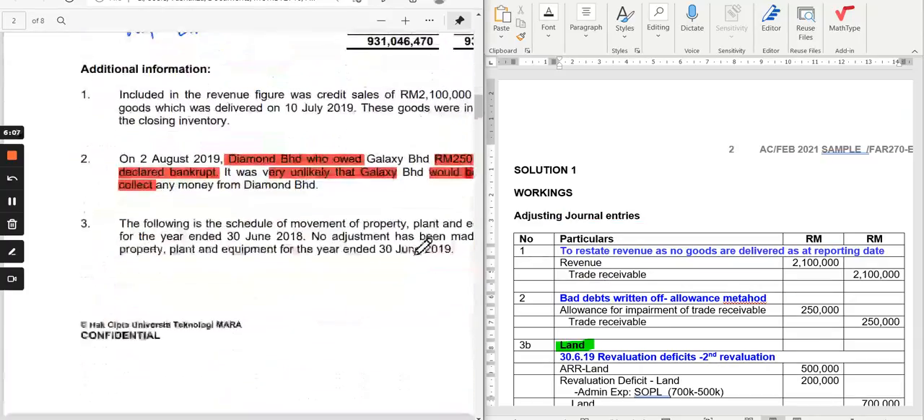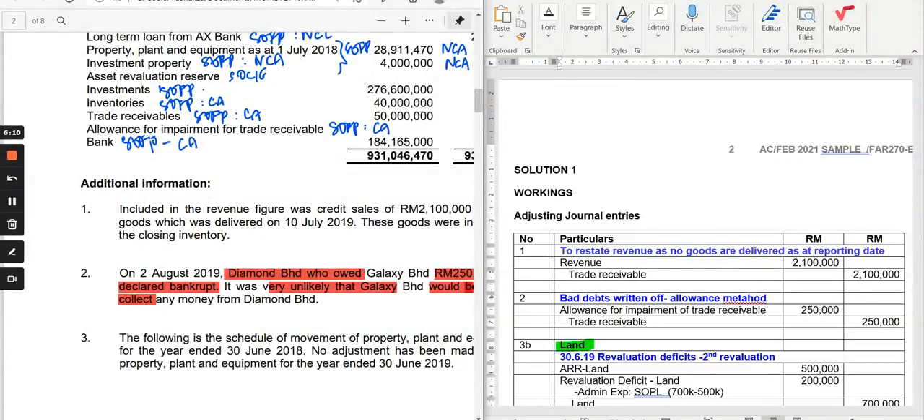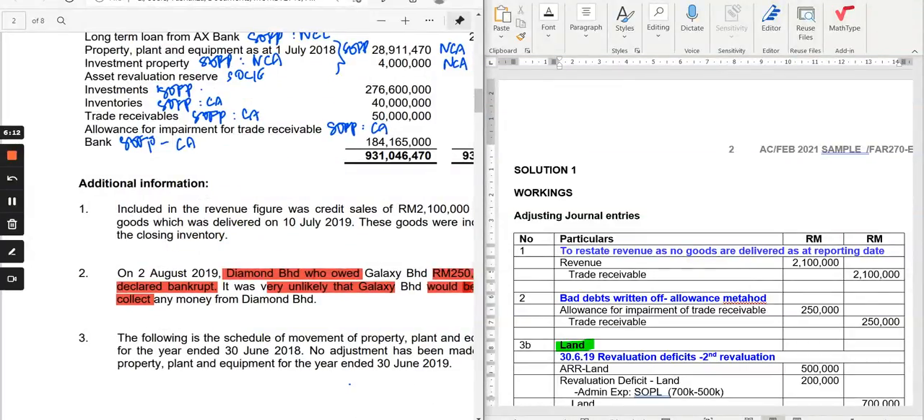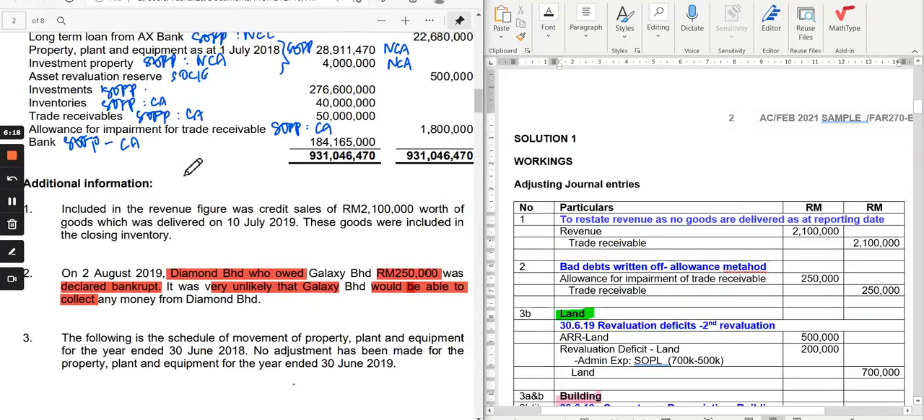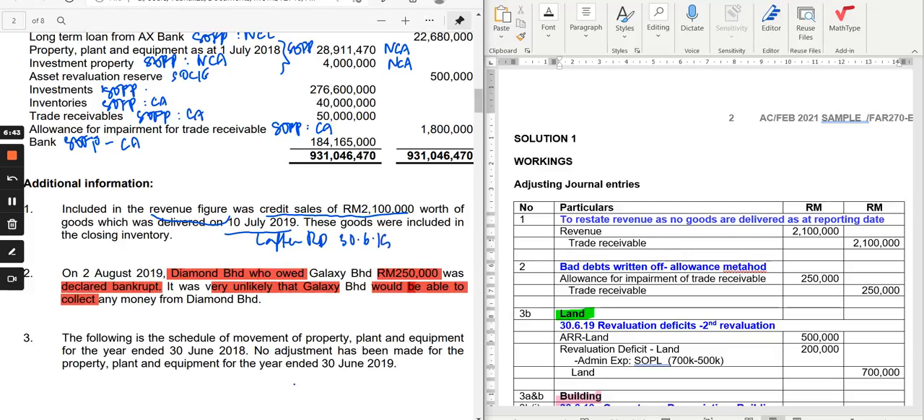So information number 1, and you can see next to this particular question, I have also put some item which is related to the journal. You have number 1, included in the revenue figure. Revenue figure here is a credit sale. The revenue figure includes a credit sale which was only delivered on 10th of July, which is after the reporting date. Remember, reporting date was 30th of June 19. So that should not be recognized in the revenue.